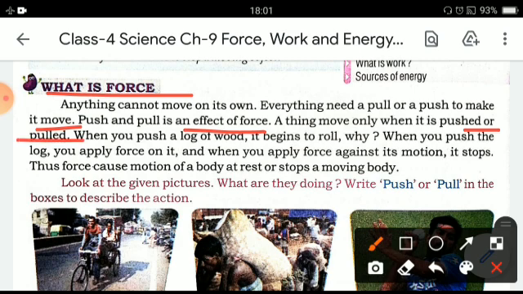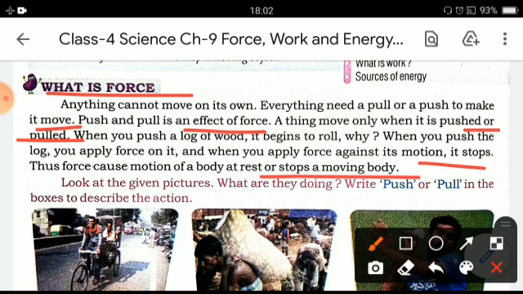When you push a log of wood, it begins to roll. You know why? Because when you push the log, you apply force on it, and when you apply the force against its motion, it stops. This shows that when you apply the force on a moving object in the same direction, it makes the thing move forward. And when you apply the force on a moving object from the opposite direction, the thing stops. Thus, force causes motion of a body at rest or stops a moving body.